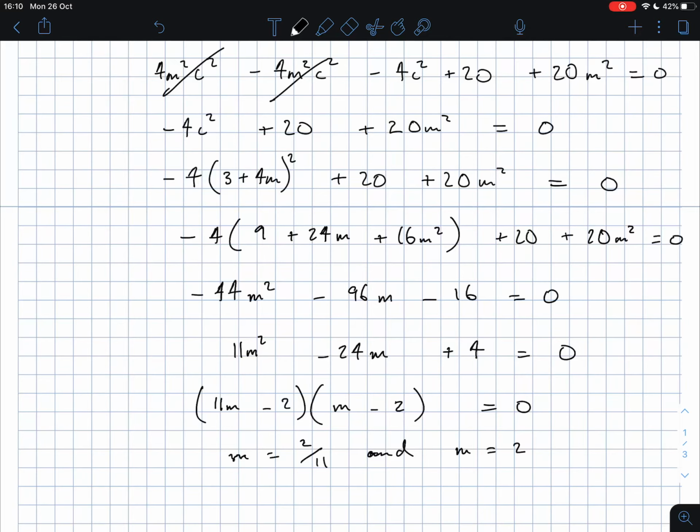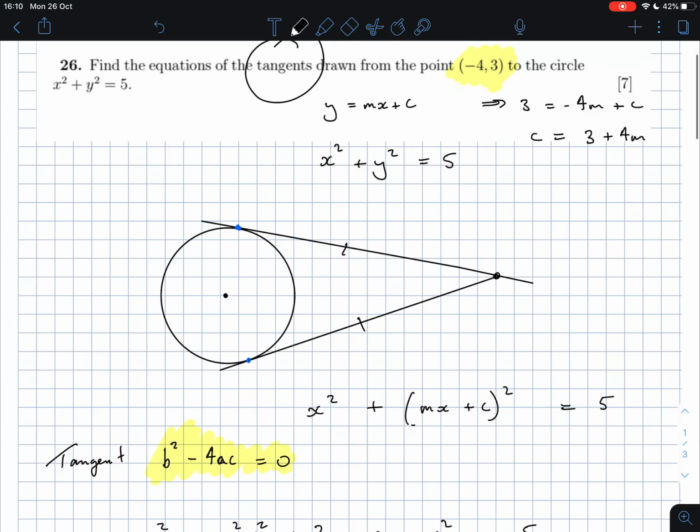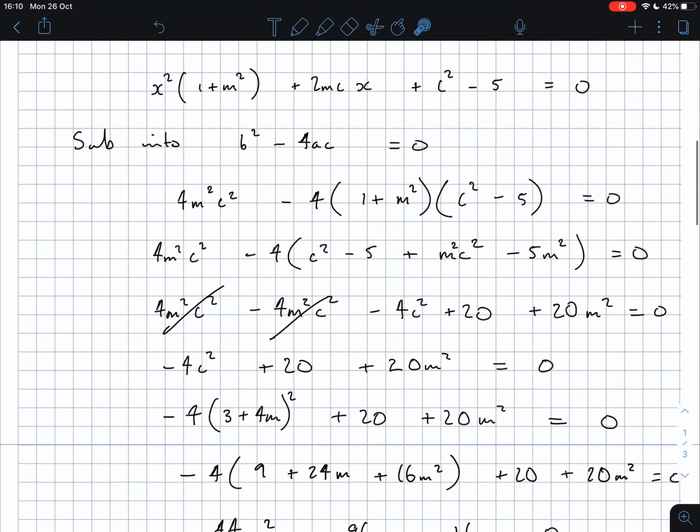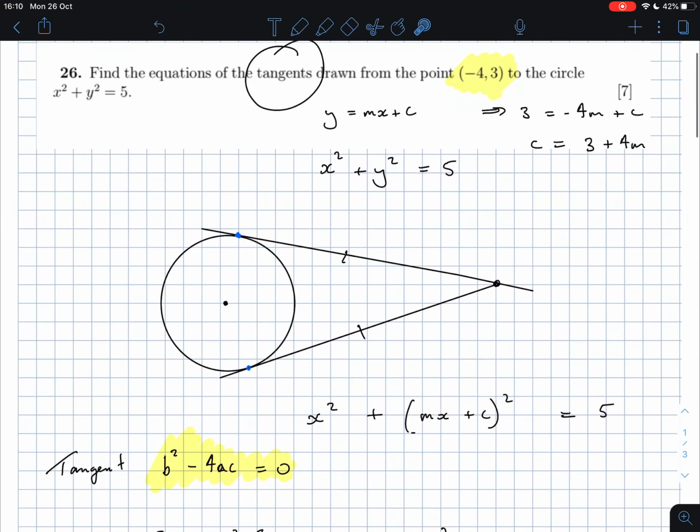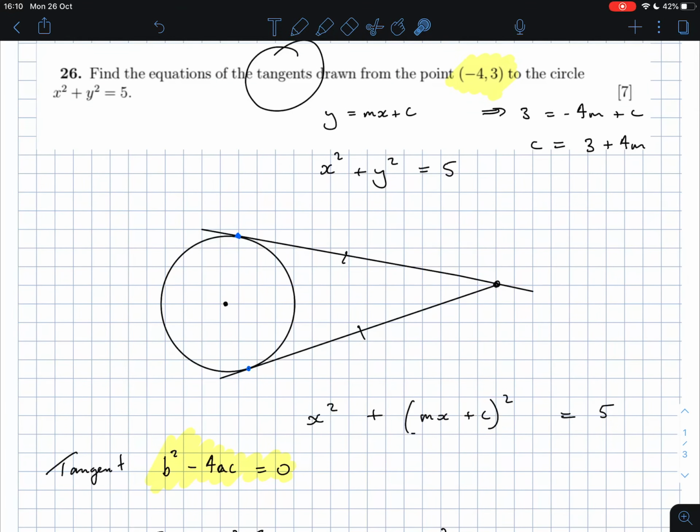Yeah, and as soon as you've found those, you can substitute them into here to find your plus c's. Alright, so that should give you both of the equations of the tangent, but the trick really is to try not to substitute in this until you've done a little bit more manipulation. It just falls out nicer.